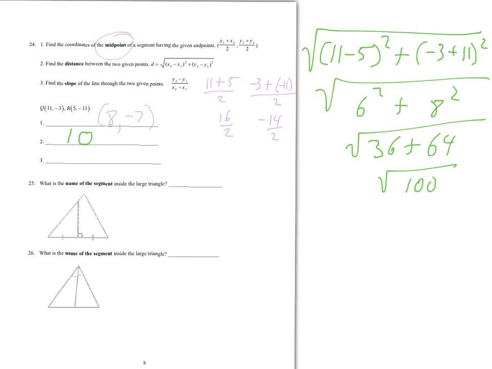And then the slope, we subtract the y's and make a fraction, and then we subtract the x's as our denominator. So the y's are going to be negative 3 minus negative 11, which means plus 11, over 11 minus 5. That ends up giving us 8 over 6, which simplified is 4/3.